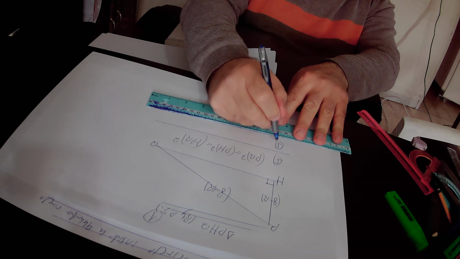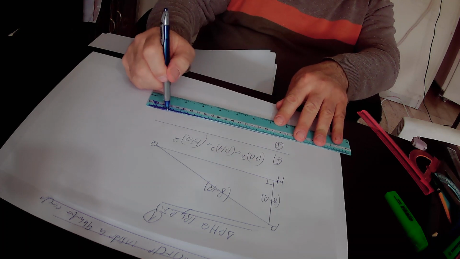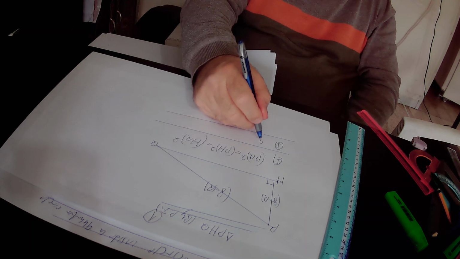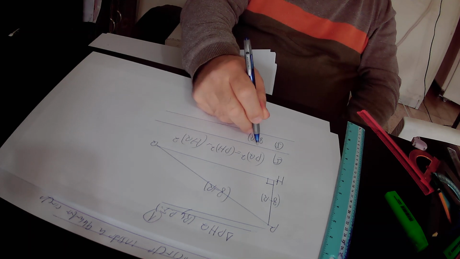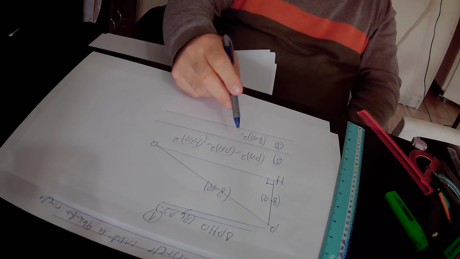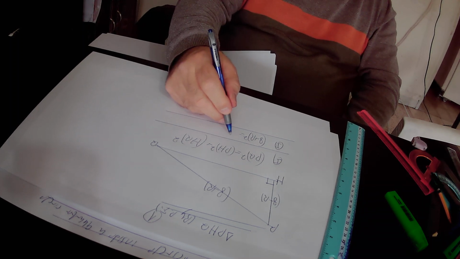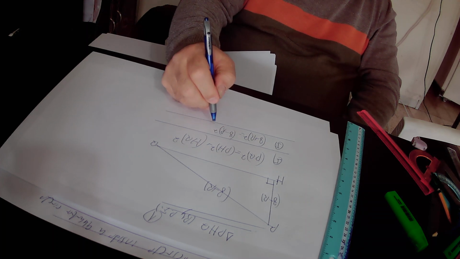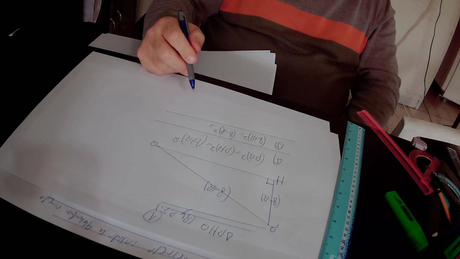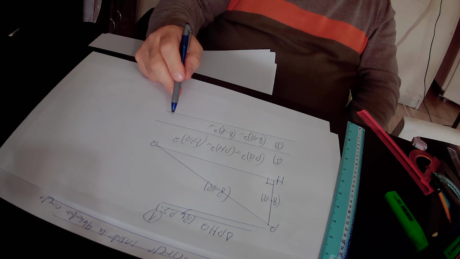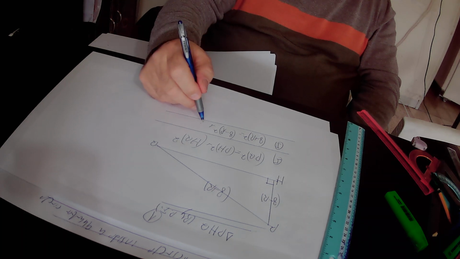The hypotenuse PQ is 8 plus R, therefore PQ square is (8 plus R) square, and it must be equal to PH square. PH is 8 minus R, therefore PH square is (8 minus R) square, plus HQ square. HQ square is the missing side, so we leave it as it is.